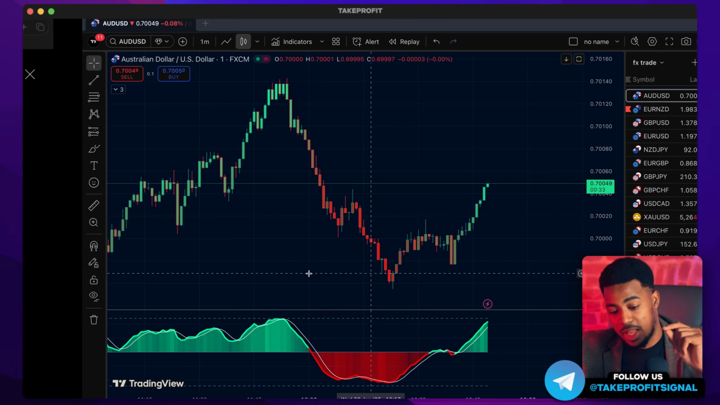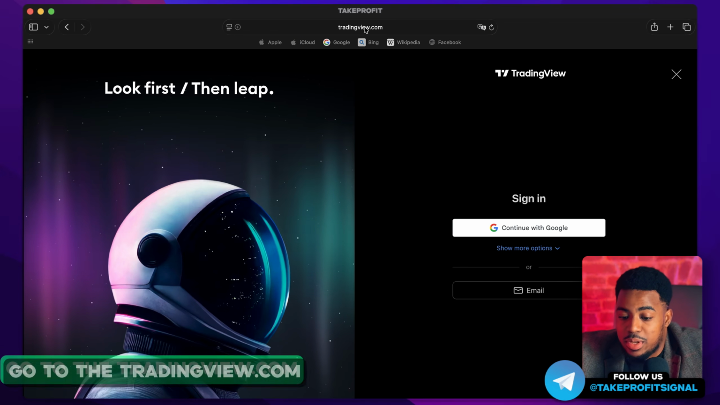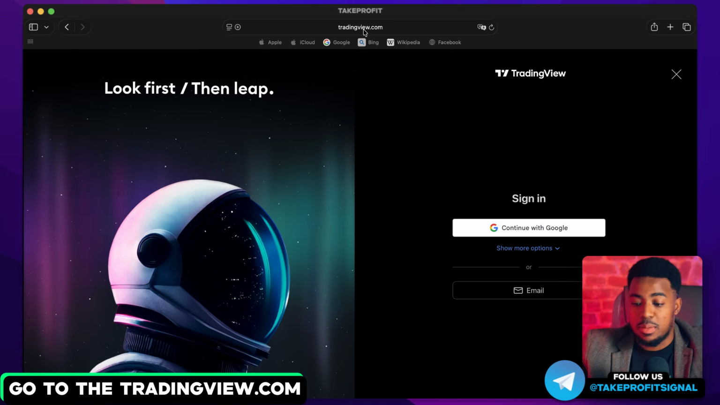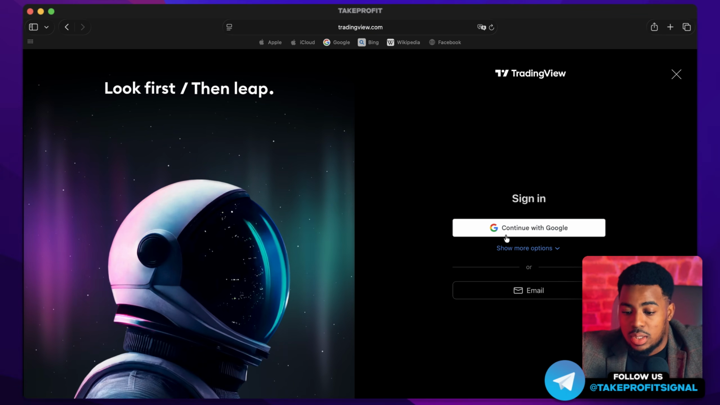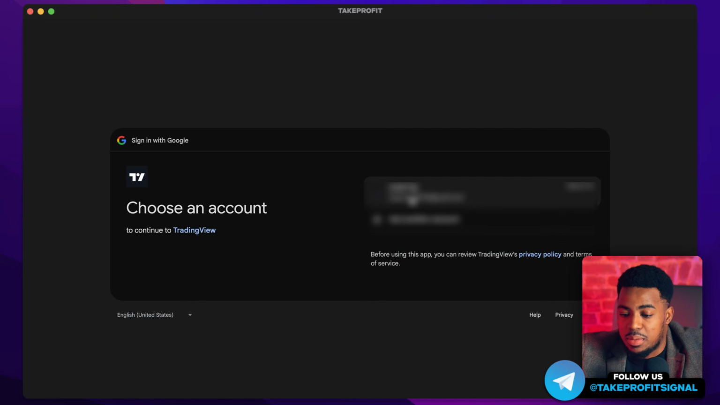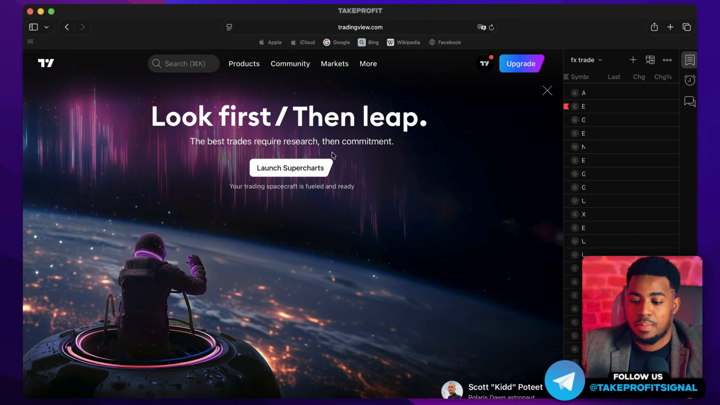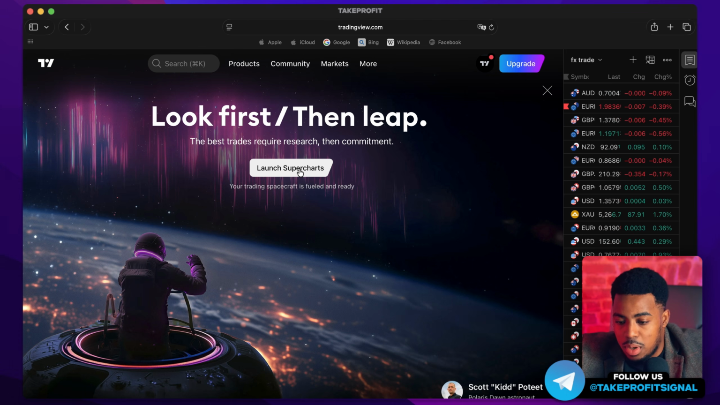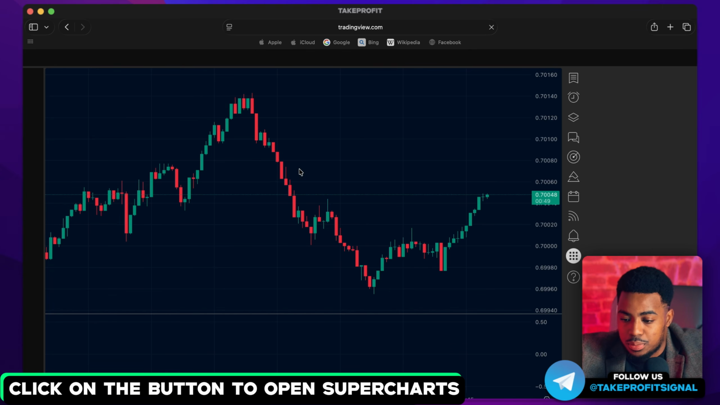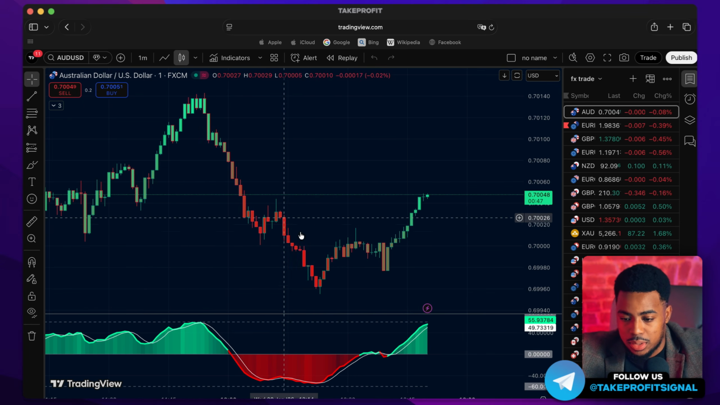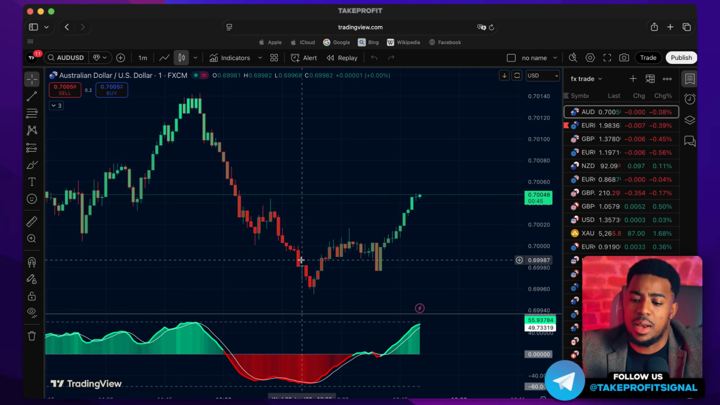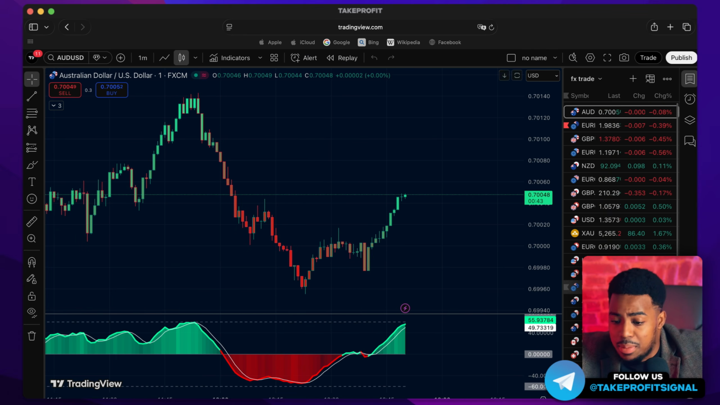So how to do the same? Believe me, it's very simple. First of all, you need to go to the TradingView.com website in any browser. You can also download the app right away. Next, you just need to log in using any convenient method for you. Then we go to the home page of the site, and here you need to click on the button to open Super Chart. You probably won't have the same layout as I do, but this can be easily fixed. First, you need to understand one thing.